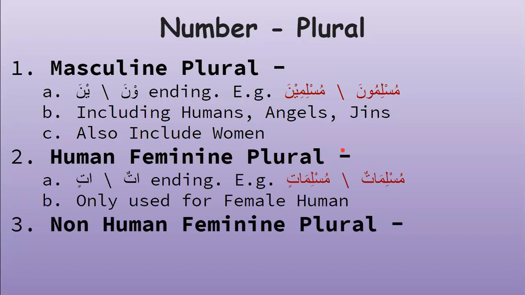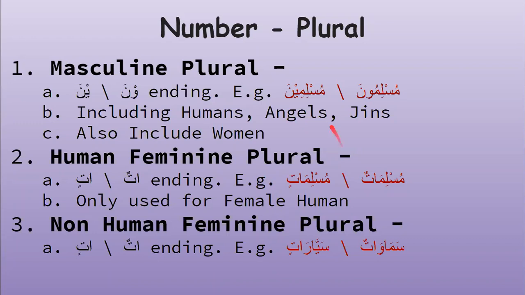Non-human feminine plural has the same ending, atun and atin. This is the plural for objects. Like sama. Sama means sky. What is the plural of sky? The plural of sky is samawatun. But atun is a feminine ending, right? Sky is not actually feminine, but the ending is feminine. That's why we are categorizing this one as non-human feminine plural.